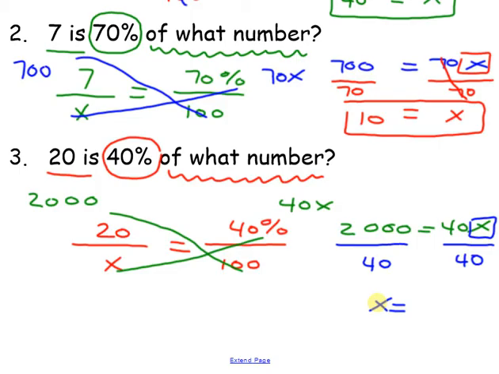All right, so 2,000 divided by 40, and that would give us 50. So again, that means if you had a test with 50 questions on it, you got 20 correct, your percentage would be 40%.